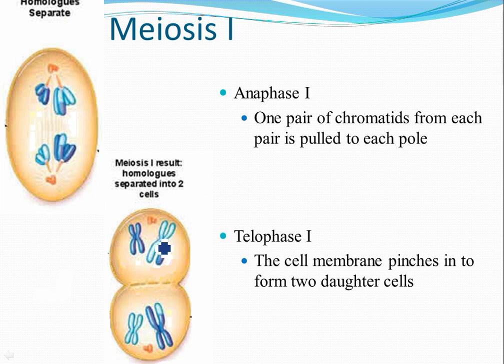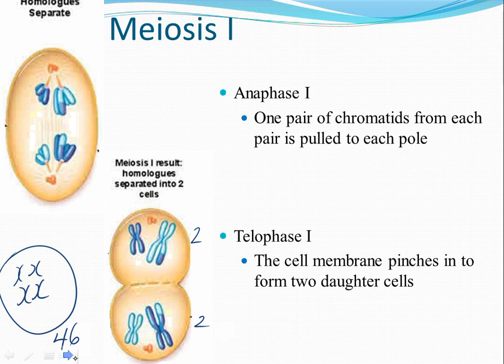Remember, you started with all of these together in one. So if we started off with 4, we are now down to 2 and 2. Of course, if we're talking about humans, we would have 46, and then this would be 23 and 23.